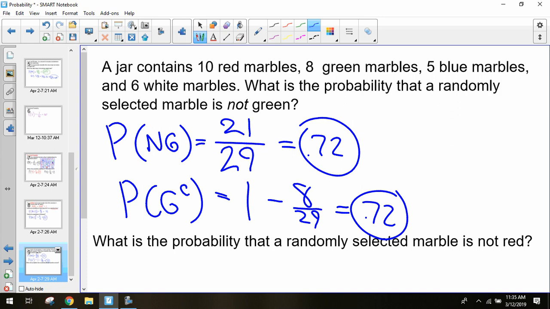So that's where we'll stop today. Tomorrow we're going to talk about tables, and how we can use tables and frequency tables to talk about probability.